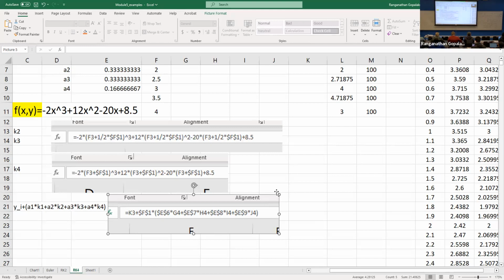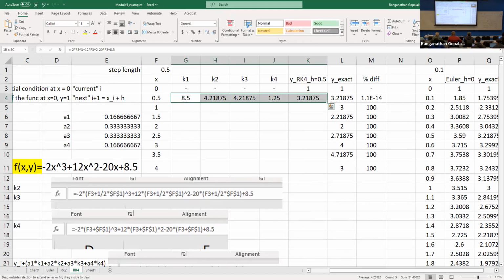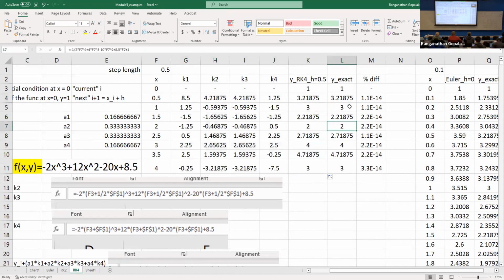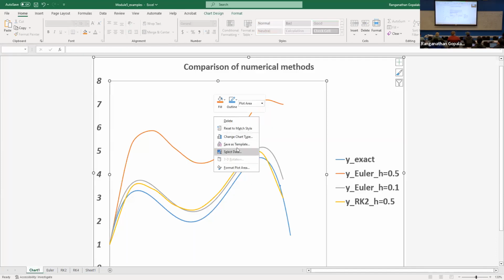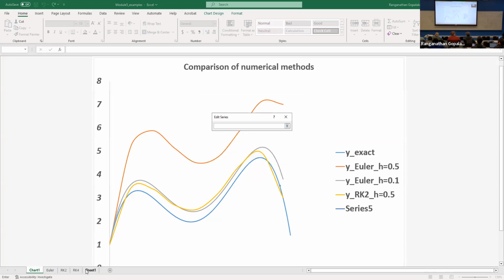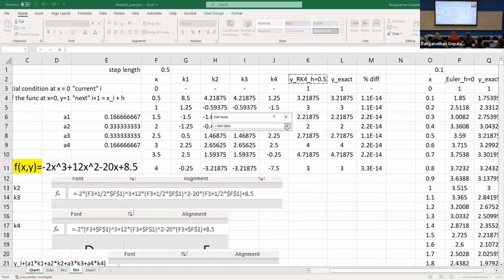So we are fairly sure that we did the first row correct. We just drag it down all the way to the bottom, and each time our error is negligible. It's almost zero. We are getting the exact solution, more or less, with a step length of 0.5 with the RK4 method. So to close out the discussion, we'll go here, add the RK4 solution to this plot so that you can see them together in one place.